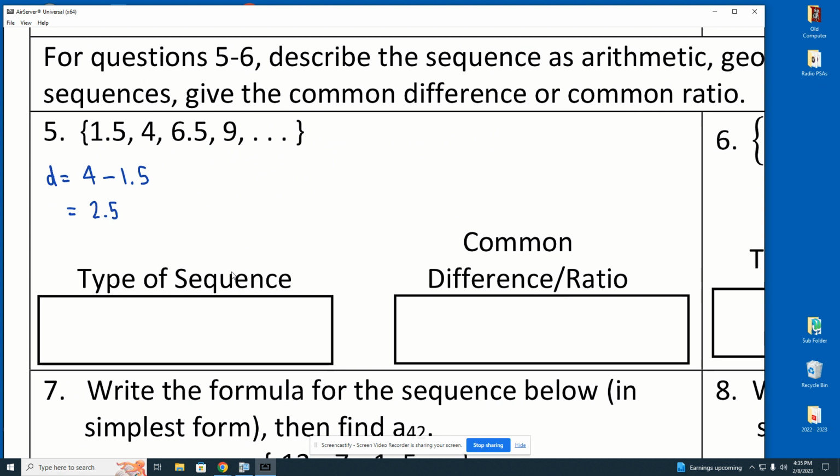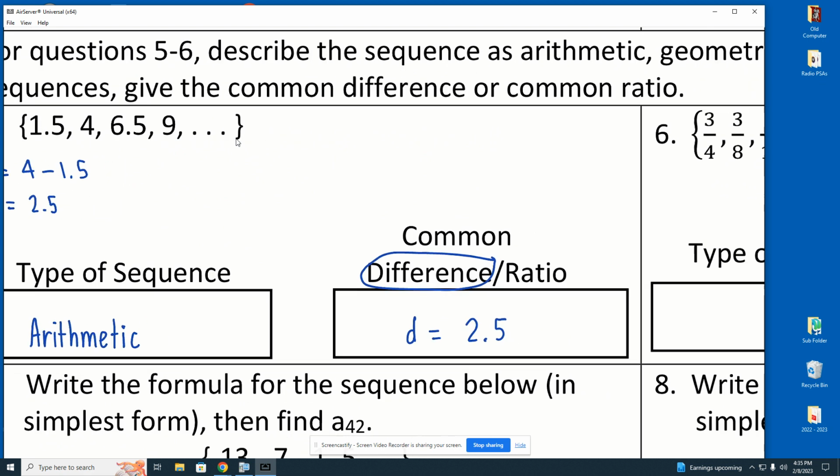Now, is that how this thing's changing? What is 4 plus 2.5? Does it equal 6.5? Absolutely. How about 6.5 plus 2.5? Does it equal 9? For sure. So sure enough, this one is arithmetic. And therefore, it has a common difference of 2.5. You can put D equals if you want. And that's it. That's all it asks you to do in this particular section.